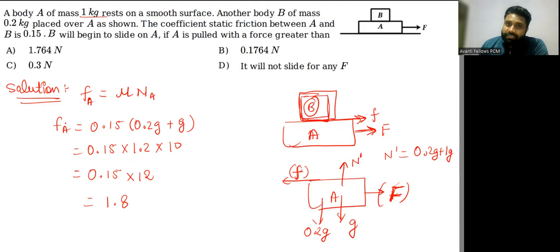So we have to exceed this value. The force that is required is greater than this value, that is near about 1.6764. It is the nearest value of this 1.8. So this force you must apply. Since this force is greater than this value, the block will start sliding.